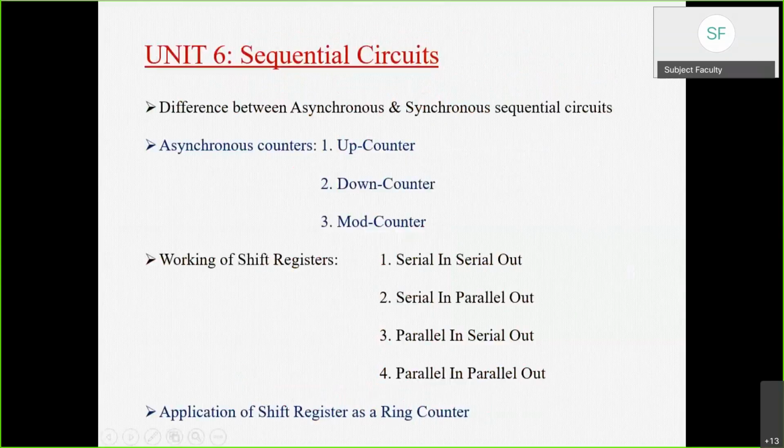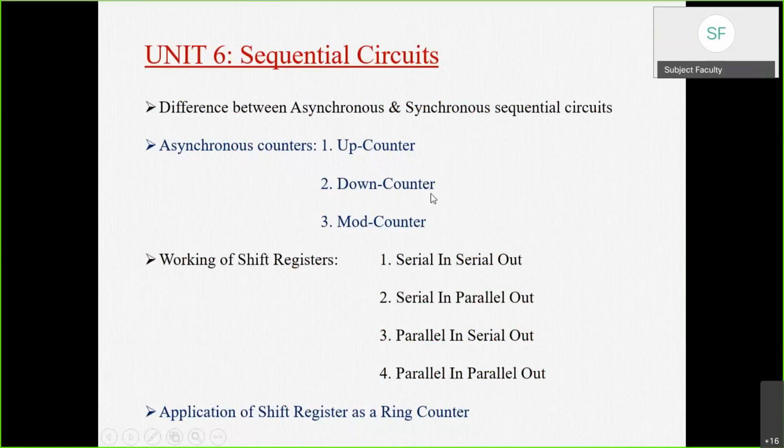So we are actually discussing unit number 6, that is sequential. We have already covered the first 2 points, right? The difference between asynchronous and synchronous sequential circuits. And also we have seen different types of asynchronous counters as well. So in asynchronous counters, we have seen up counter, down counter, and mod counter.